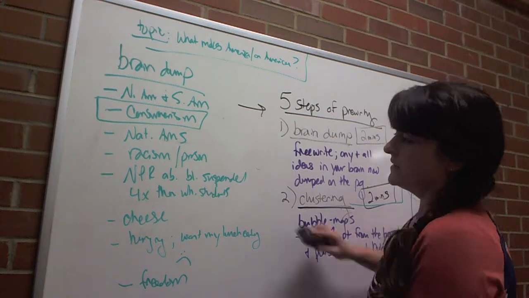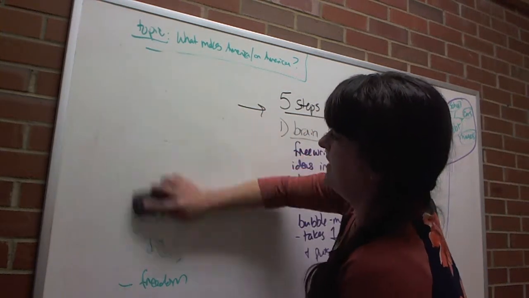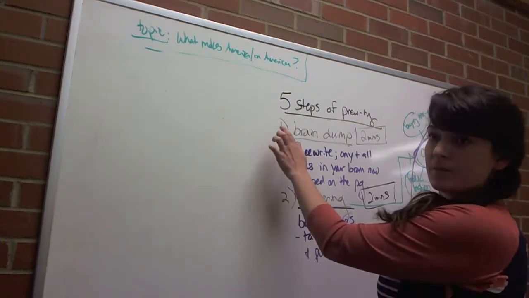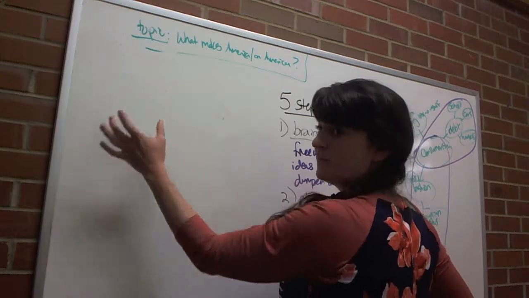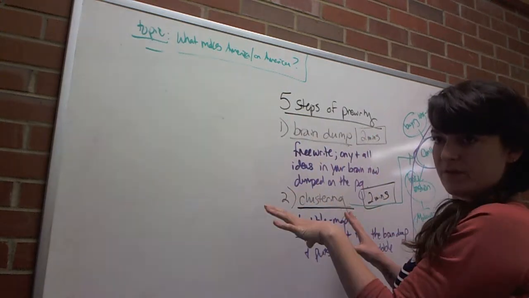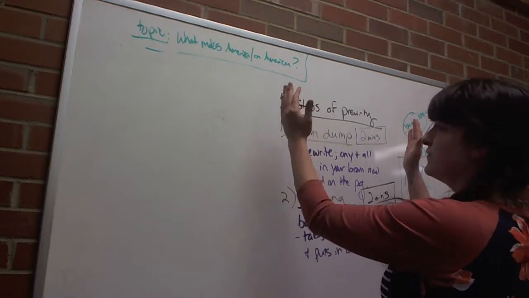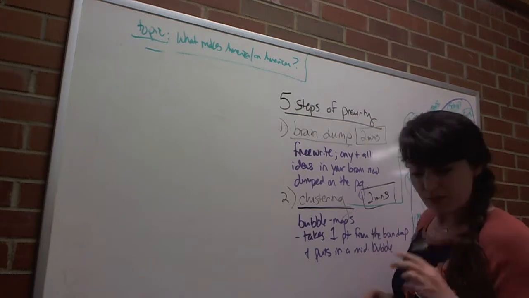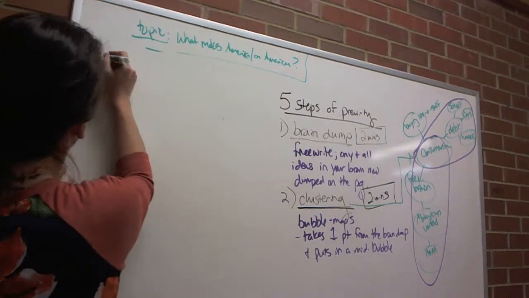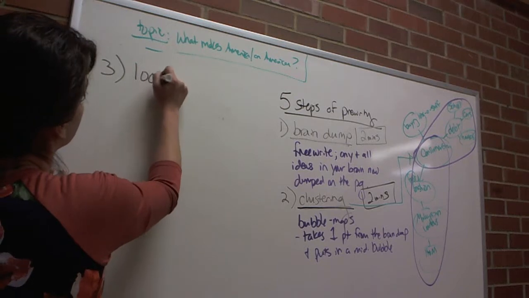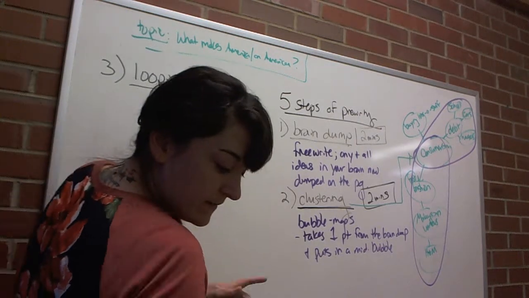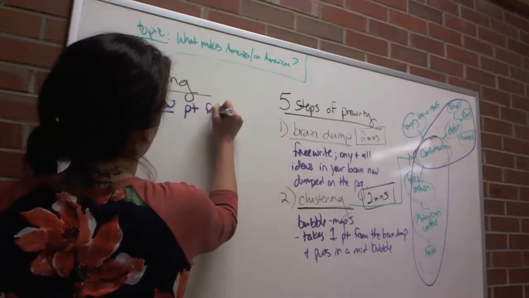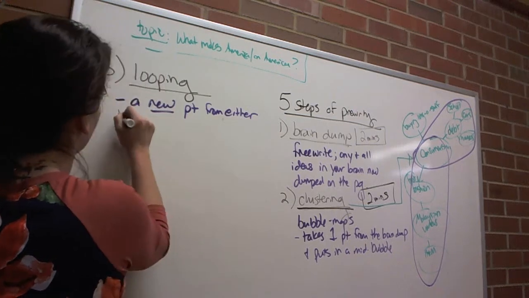All right, so I'm going to erase this side. Okay. So we have brain dump, we have cluster, and I'm going to put 3, 4, and 5 over here. So don't get confused. It's a little weird with the video flipping it. So first step is brain dump, 2 minutes, right? Second step is clustering, 2 minutes. The third step is what's called looping, okay?